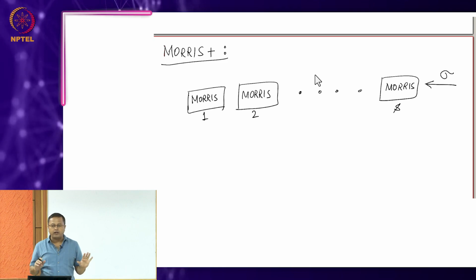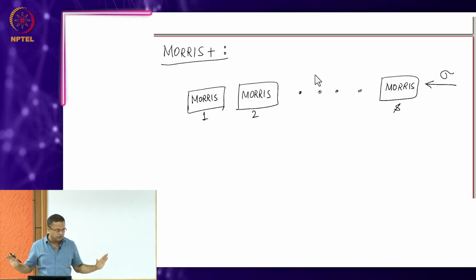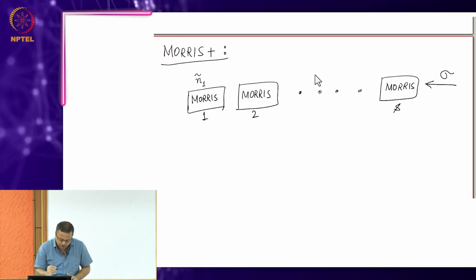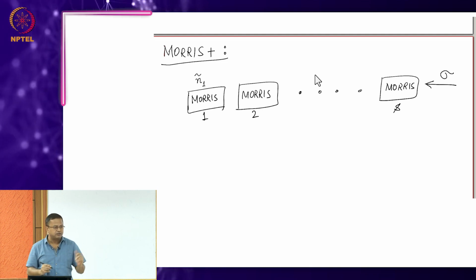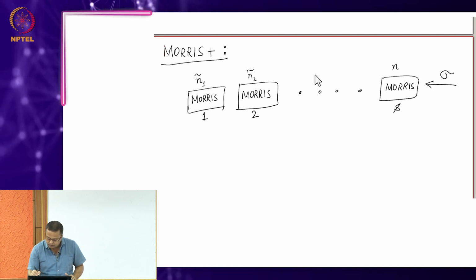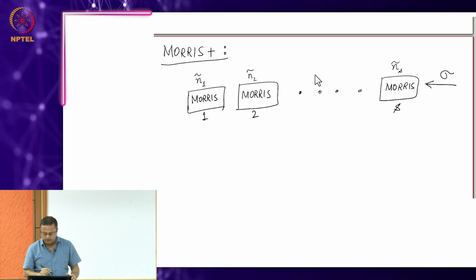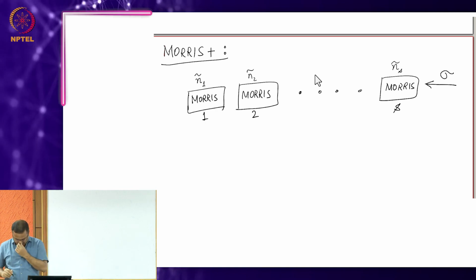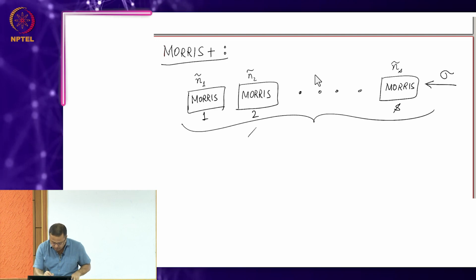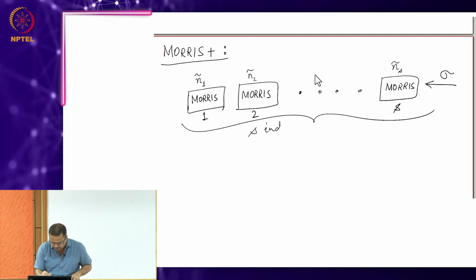The outcome of one is not dependent on the other. So, they are independent. This is the estimate that the first instance gives you, the estimate that the second instance gives you, the estimate that the third gives you. So these are your S independent copies.